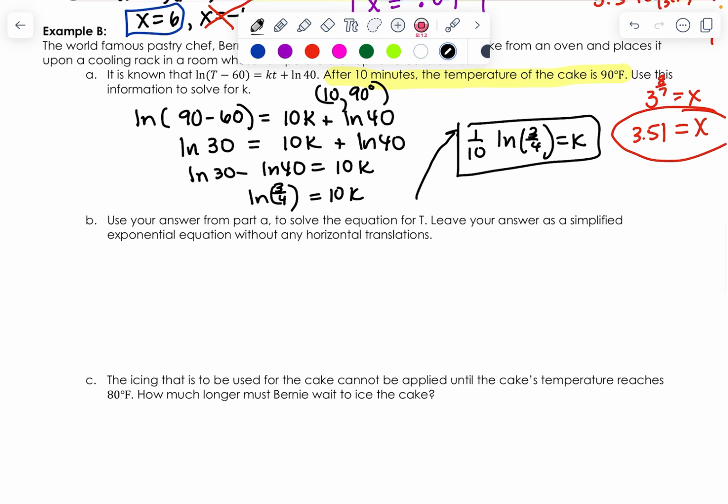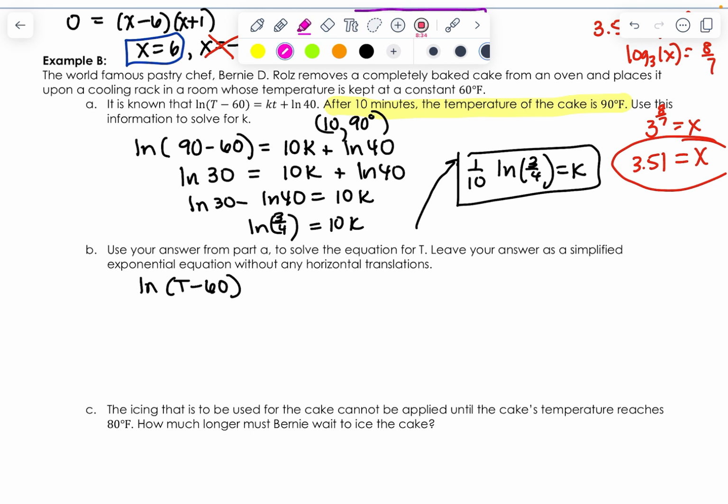So then let's look at letter B. It says use your answer from part A to solve this equation for capital T. Leave your answer as a simplified exponential equation without any horizontal translations. So I'm going to come back to the original equation that's right here, okay? And what I'm doing is I'm going to plug in that k is 1/10 the natural log of 3/4 times t plus the natural log of 40.